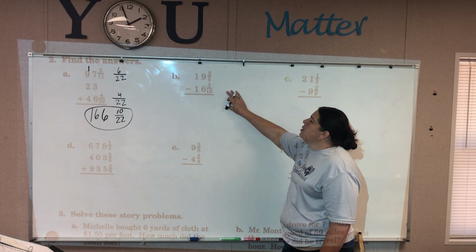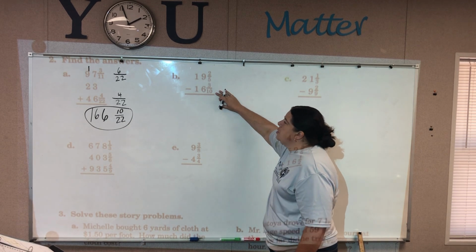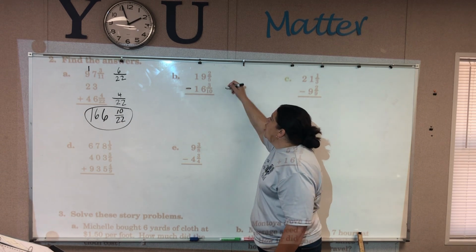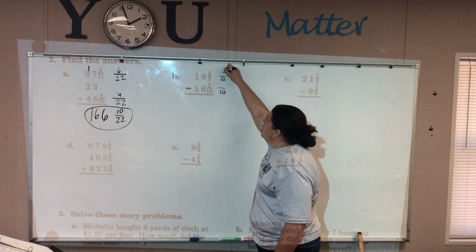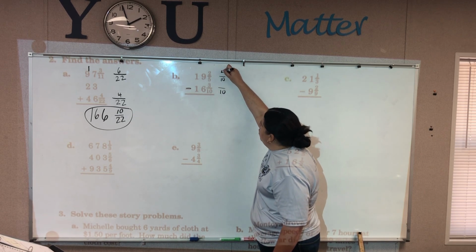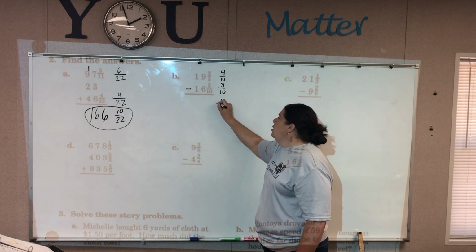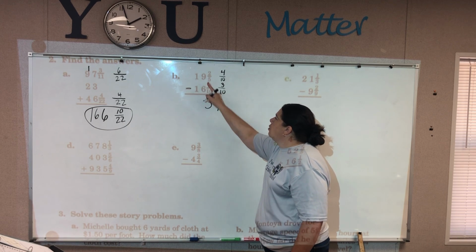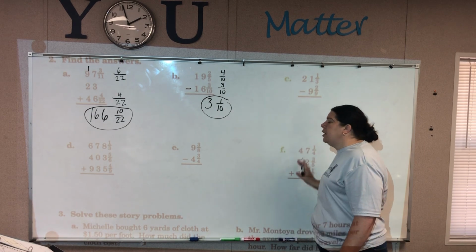19 and 2/5 minus 16 and 3/10. 2/5 minus 3/10 you cannot do. You must, when you're subtracting fractions, you must have like denominators. We picked 10. This is 4, and this is 3. 4 minus 3 is 1. 9 minus 6 is 3. 1 minus 1 is 0. Final answer. Go ahead and finish these.